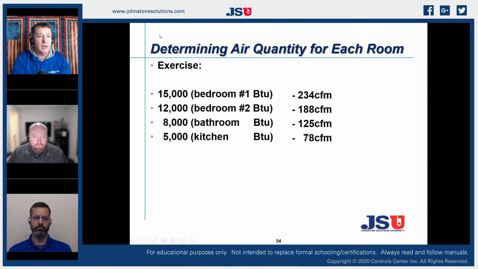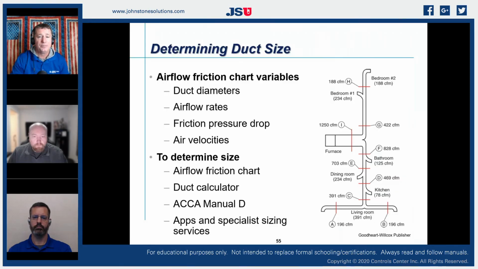Bedroom 2 would be 188 CFM. Our bathroom would be 125, and our kitchen on this particular house only needs 78 CFM of airflow. Add them all up, we got 1,250 CFM, our total CFM for that 80,000 BTU load. So looking at that aspect, we can start laying out our ductwork because now we know how much CFM we need to get to each space.